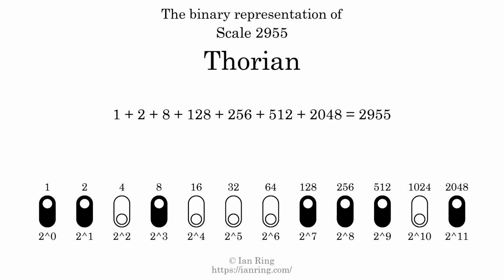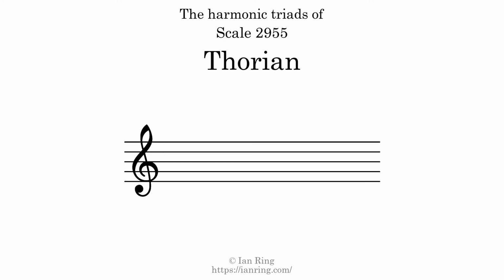2955. The scale number not only enumerates the scale with a unique index, but it also literally describes the tonal content of the scale. Represented as a binary number in base 2, the scale number is 101100001011. Here are the harmonic triads present in this scale.